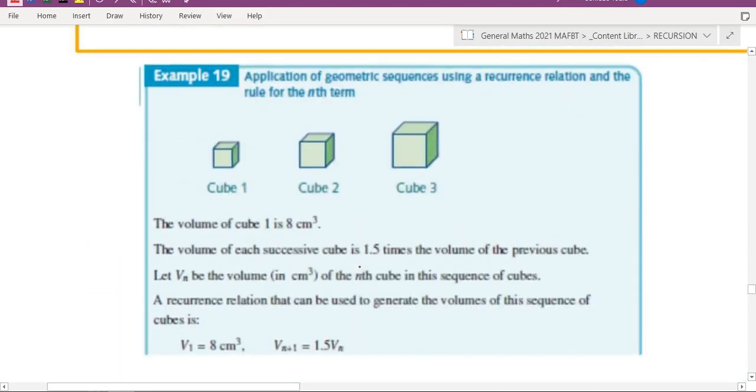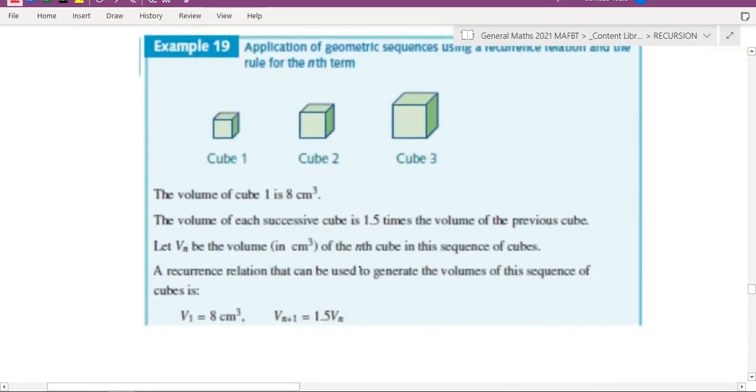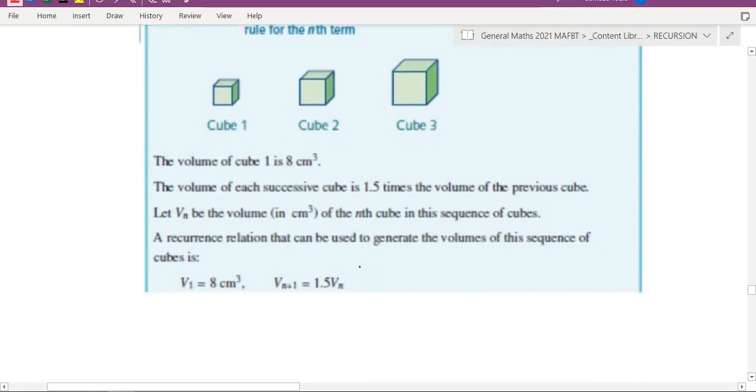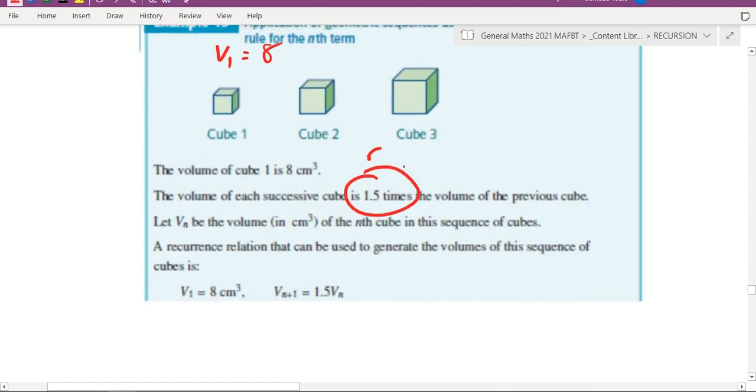So this example here, similar thing, but now it's just going to be a contextual or a worded problem. The volume of cube 1, so term 1, so V1, is going to be 8. And then every other term after that is going to be 1.5 times bigger than the previous. So I can see that here already is your common ratio, 1.5, multiplying by 1.5.